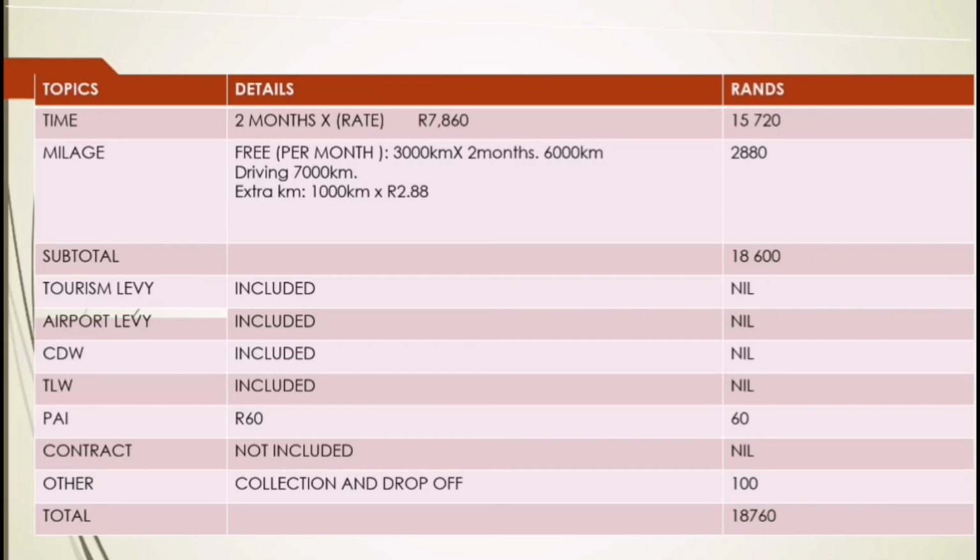Then you add up all the costs starting from your subtotal. Of course, the subtotal is 18,600 plus 160 from all the taxes and insurances and stuff like that, and then you get your total of 18,760.